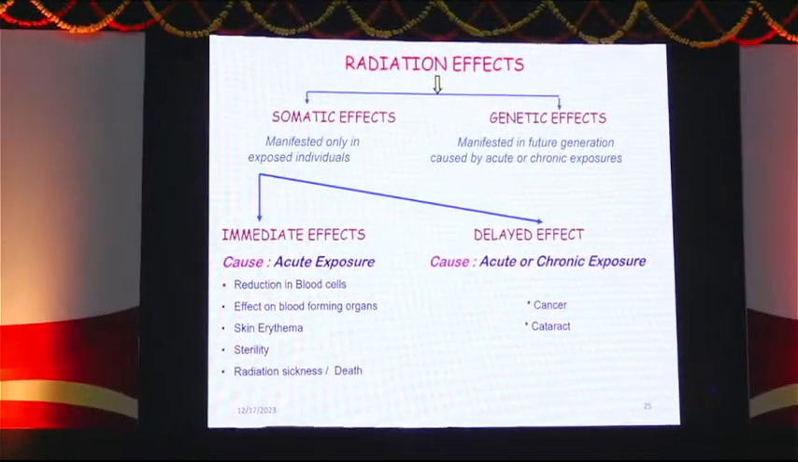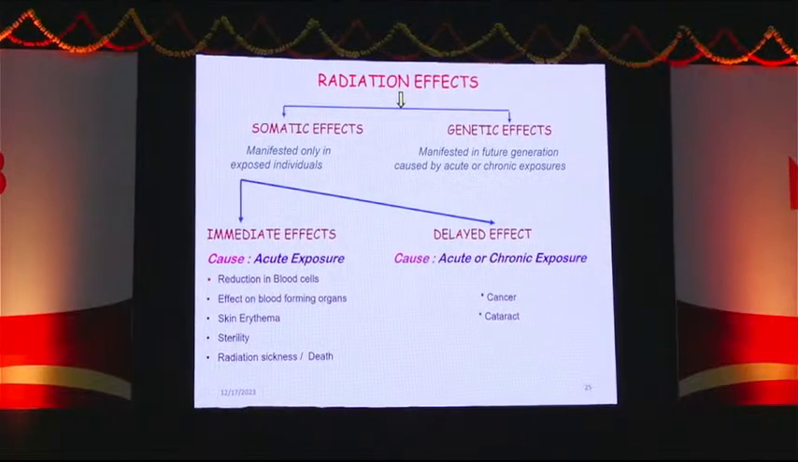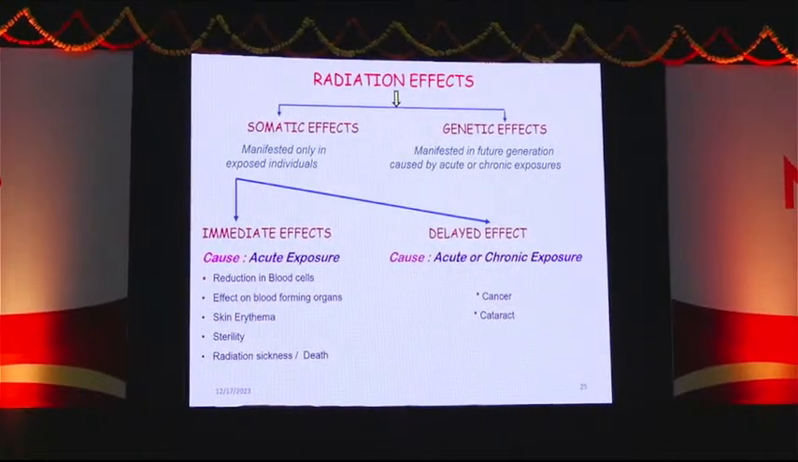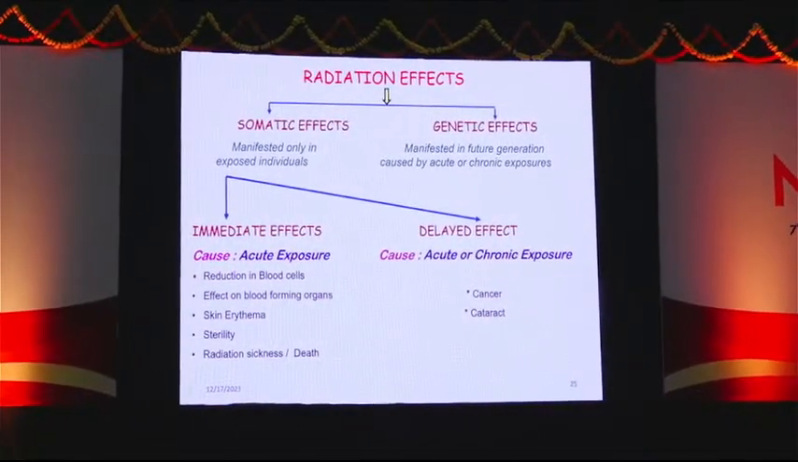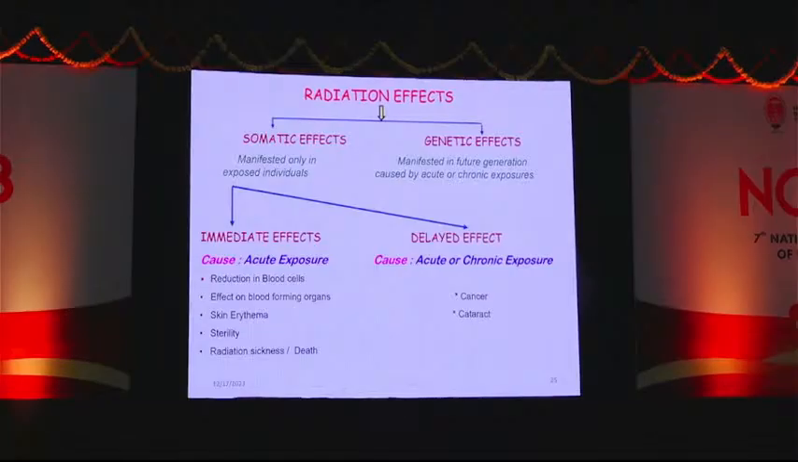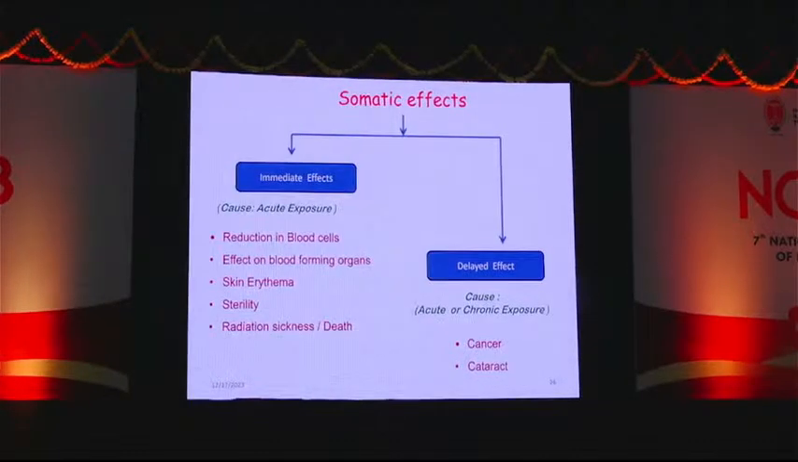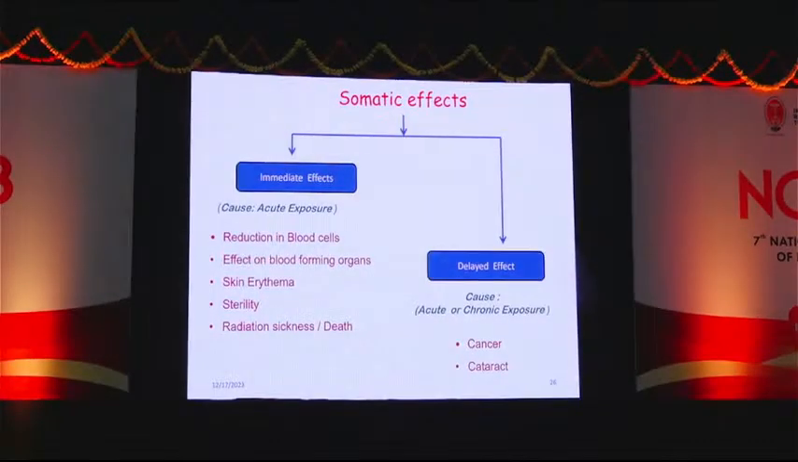Immediate effects are from acute exposure: reduction in blood cells, effects on blood forming organs, skin edema, sterility, and radiation sickness. It can lead up to death. And delayed effects are from acute or chronic exposure. It can cause cancer or cataract. This is somatic effects.